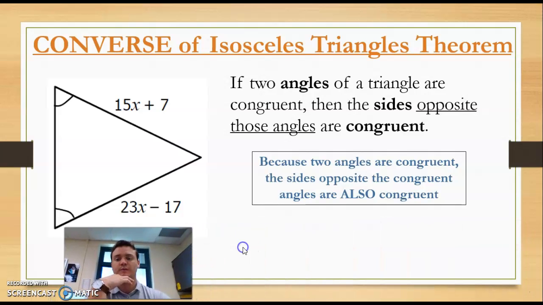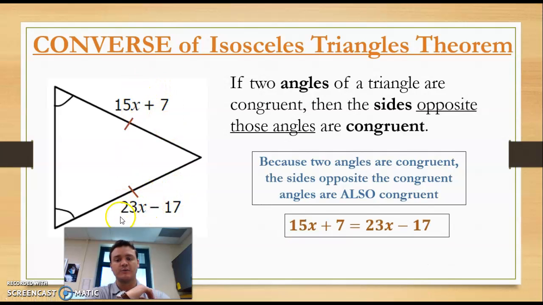So in this case, we would be able to say that because these angles are congruent, these sides are congruent here. If they're congruent, they have to be equal in measure, so we set them equal to each other and solve for x. And if you want to pause this at any time just to practice your algebra skills to work these out, that would be a good idea.